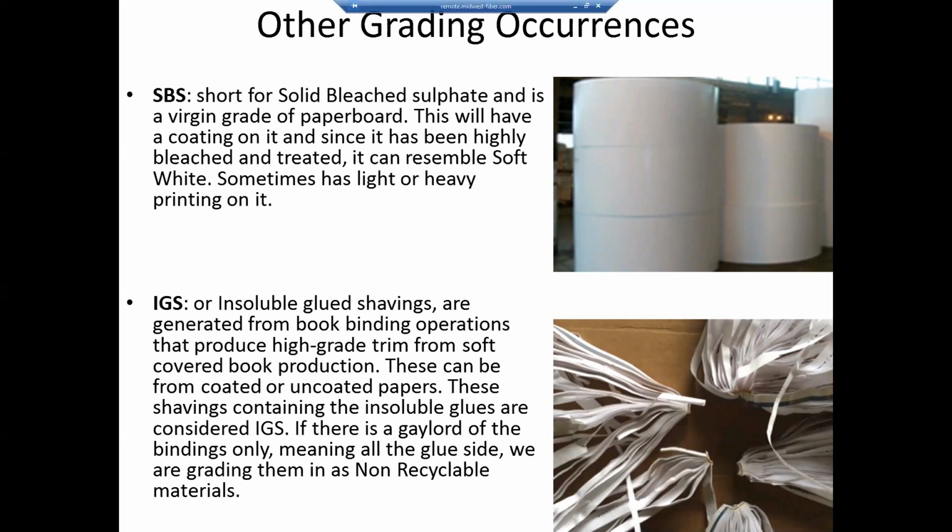IGS, or insoluble glued shavings, are generated from bookbinding operations that produce high-grade trim from soft-covered book production. These can be from coated or uncoated papers. Typically, when a book or magazine is bound with glue, they trim or shave off the edges to make a perfect edge to the pages of the book. These shavings containing the insoluble glues are considered IGS.